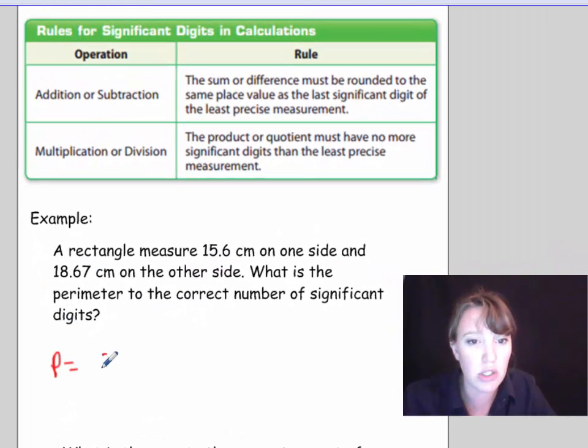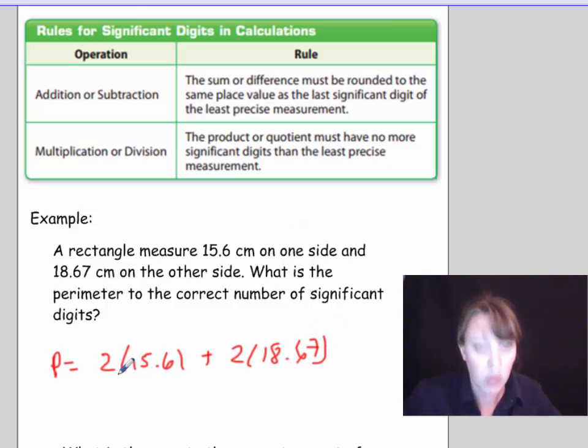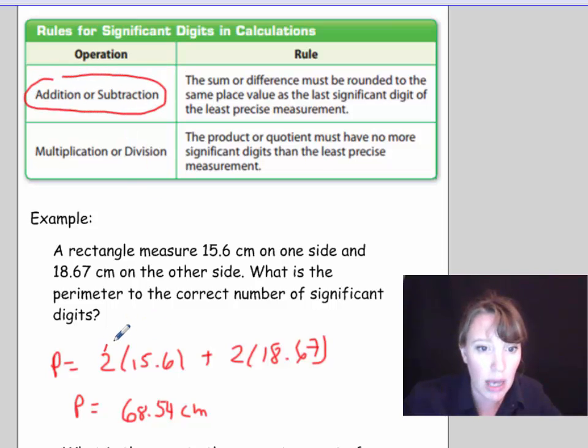So the perimeter of a rectangle is 2 times the length plus 2 times the width. So here we have the perimeter is equal to 68.54 centimeters. Okay, so let's read our rule here. Addition and subtraction, the sum or difference must be rounded to the same place value as the last significant digit of the least precise measurement. Okay, and the product or quotient must have no more significant digits than the least precise measurement. So actually what we're going to do is go by the addition and subtraction, because here we have this number and we added it to this number to get 68.54.